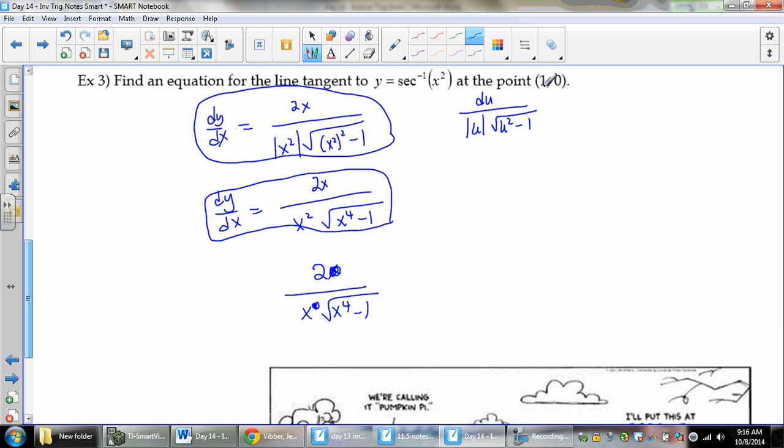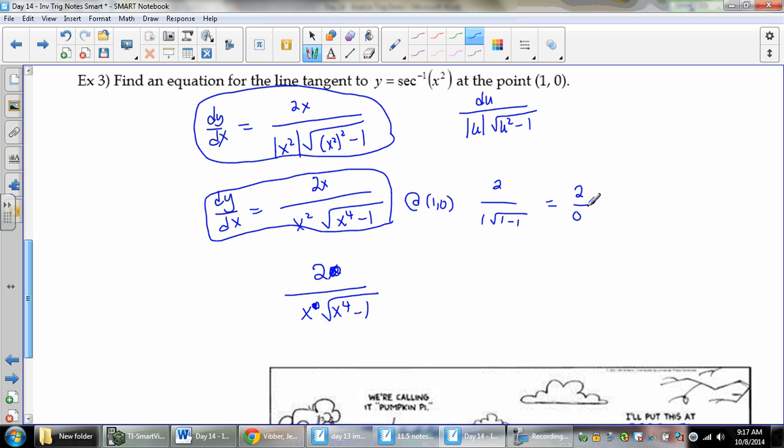I need the derivative at the point 1, 0. So at the point 1, 0, this derivative is 2 over 1 times the square root of 1 minus 1, which is going to be, well, wait a minute. If I go to take the derivative here, don't I end up with 2 over 0? Wait a minute, my derivative's undefined. Oh, but I know what to do with that.